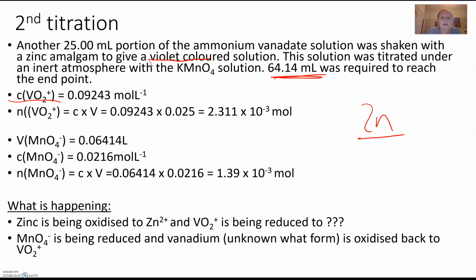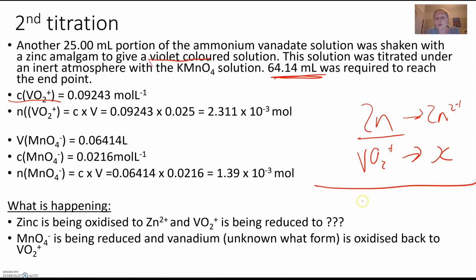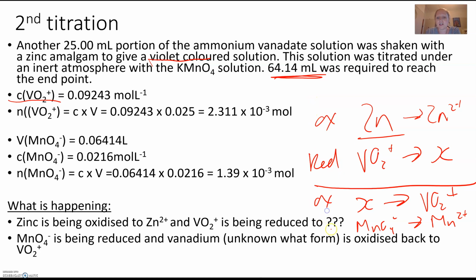Okay, so what's happening here is that zinc is getting oxidized to zinc 2 plus, and that vanadium species, VO2 plus, is getting reduced to something. We don't know what. That something is then going back to VO2 plus, and MnO4 minus is getting reduced to Mn2 plus. Okay, so this one is oxidation, this one's reduction, this one's oxidation, and this one's reduction. So hopefully that makes sense.